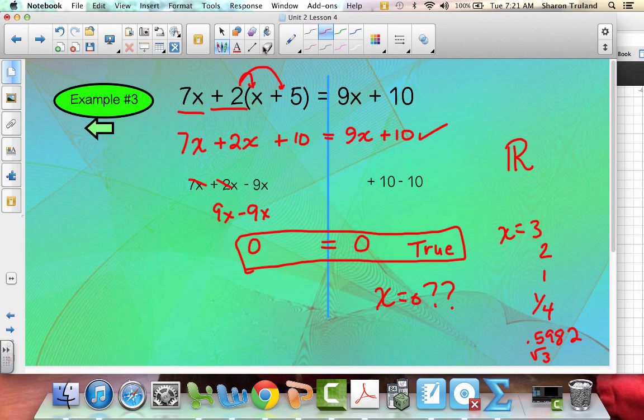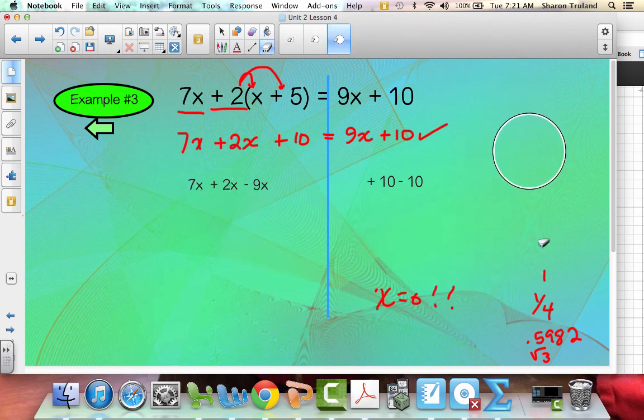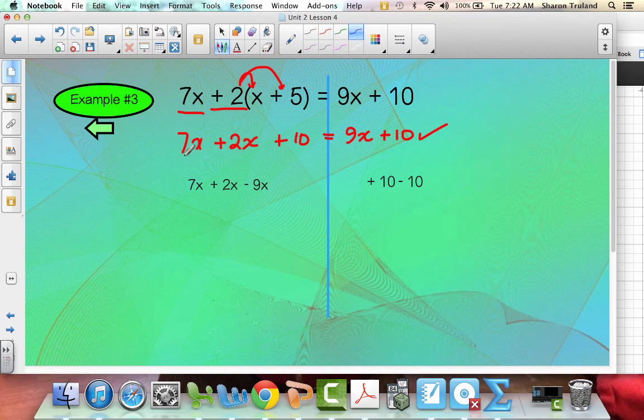You might have noticed that up here. Again, let me clean all this up. And right here, you might have noticed that 7x plus 2x is 9x plus 10, which is the same as 9x plus 10. So really, these were the same lines, just one was hidden. So when you have a true statement, all reals are the answer.